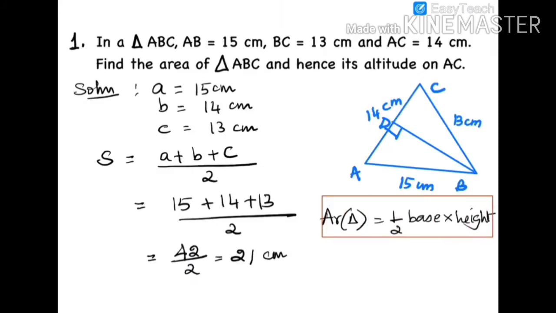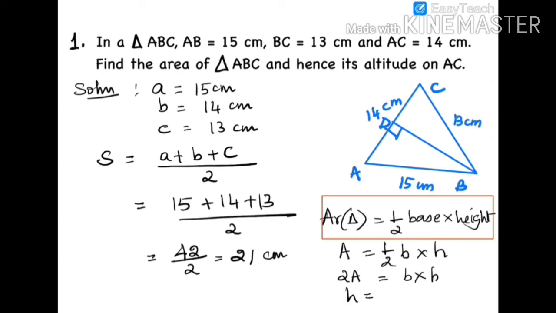So in this formula, if we denote the area by A, the base by B, and the height by h, then we can rearrange this formula to find out h. 2 times A will be equal to B into h, or h will be equal to 2A upon B, that is the base. So we can find the height of the triangle by dividing 2 times area by the corresponding base.